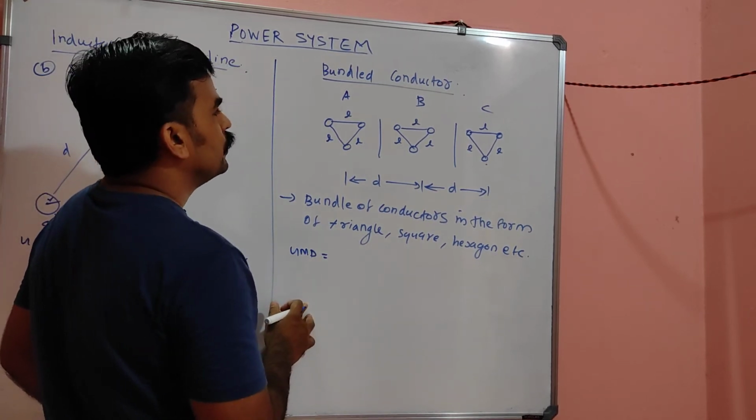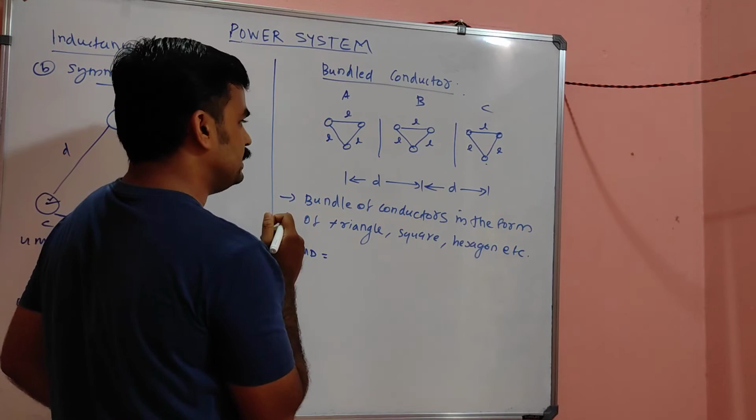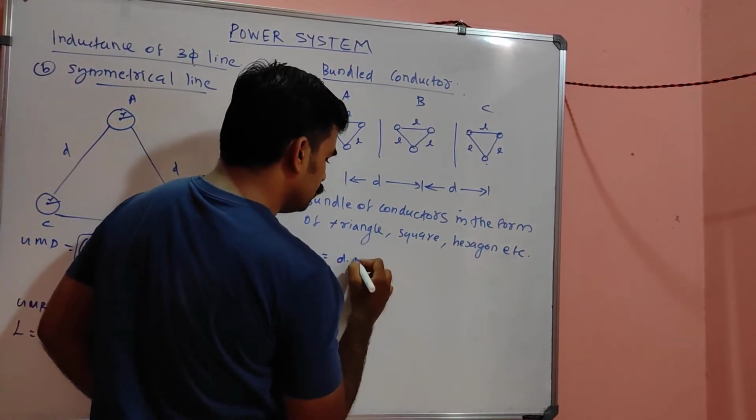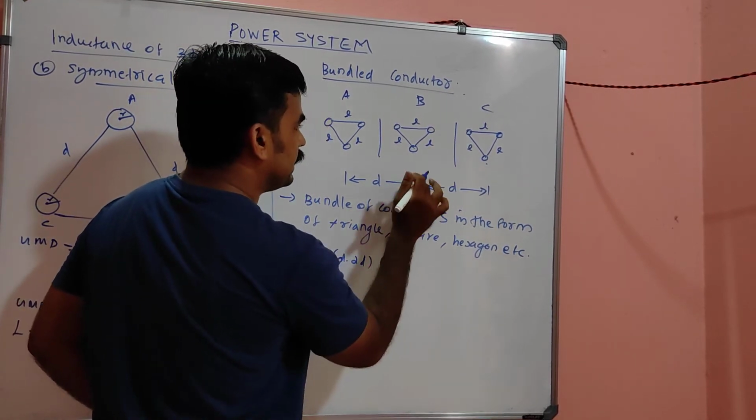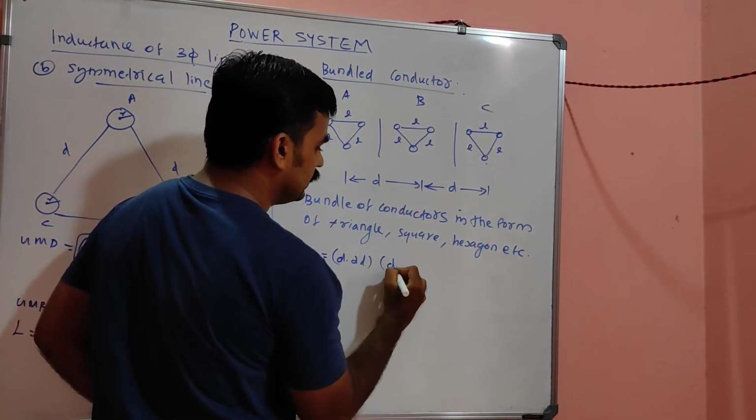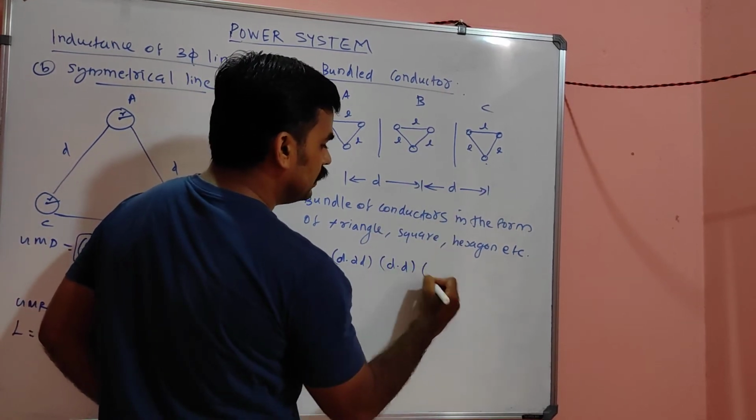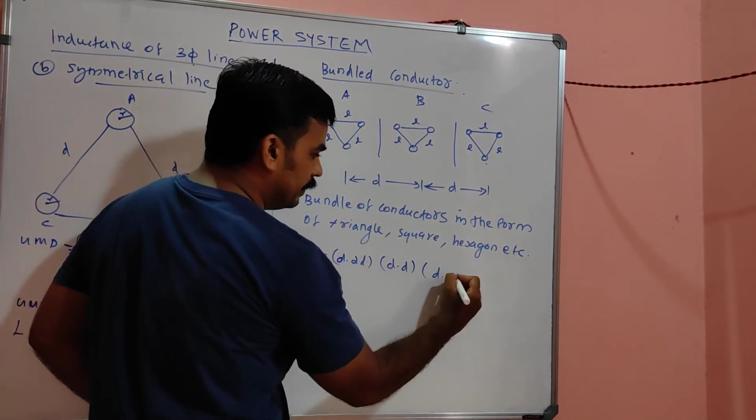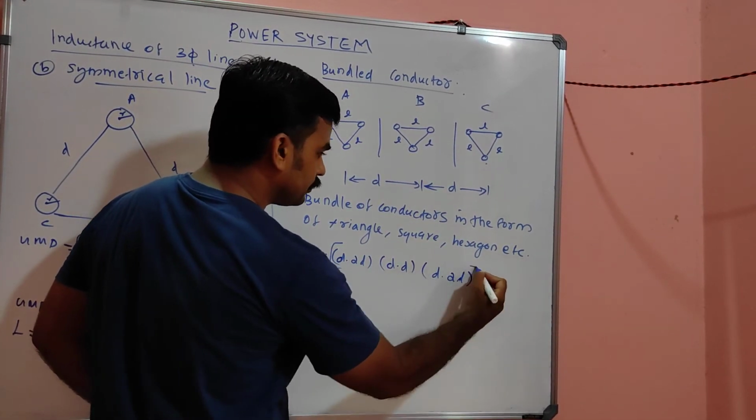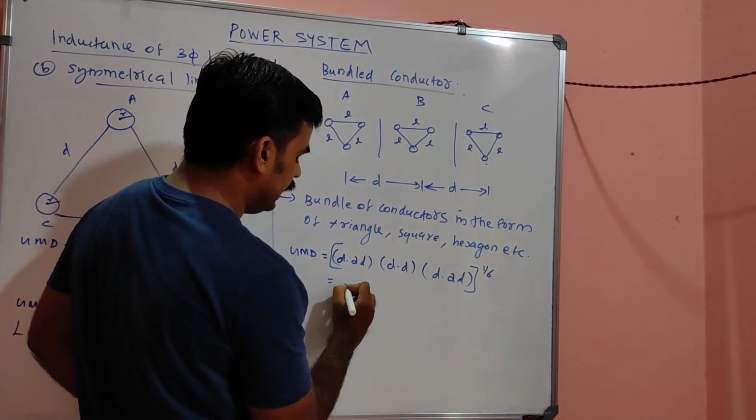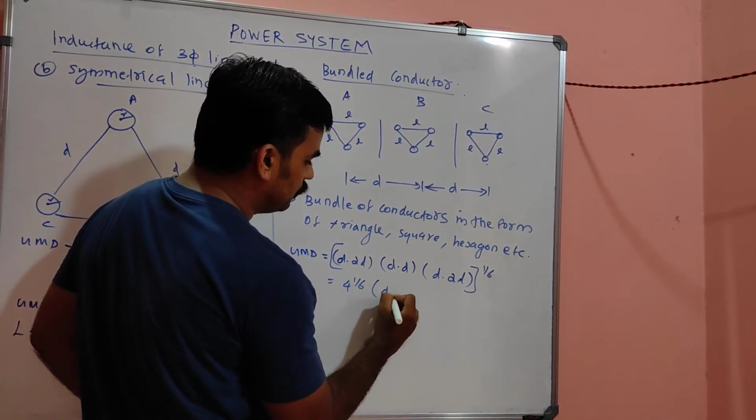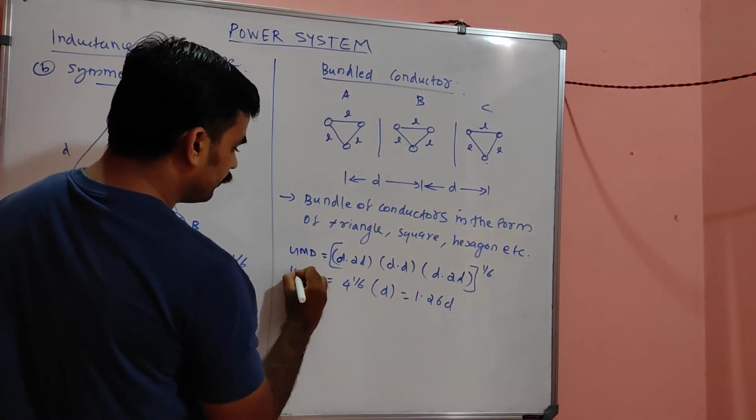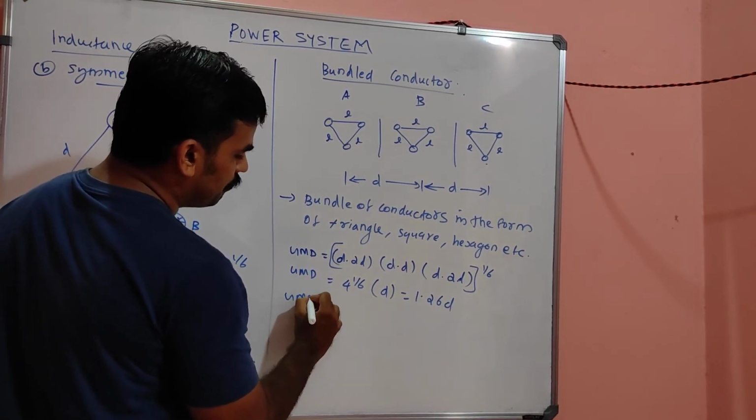Focus on phase A, conductor A. Distance with the others is D, and 2D. Next, focus on the second conductor, B. Distance with the others is D, again D. Third conductor, distance with the others is D, and D plus D, 2D. The whole raised to 1 by 6, so it is 4 raised to 1 by 6 into D. This is nothing but 1.26 D. That is the GMD.